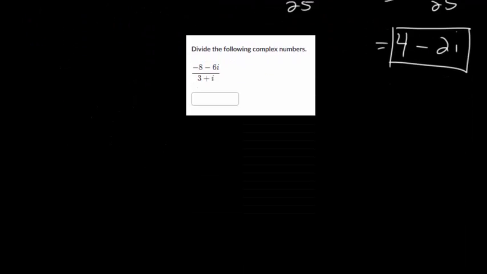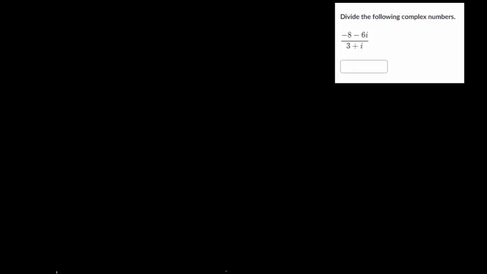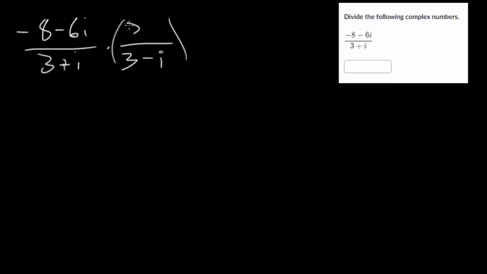All right, with that, let's start the next one. So let me just make a little bit of room here. And we're going to go with the same process. So (-8 - 6i) over (3 + i). We're going to multiply the top and the bottom by the conjugate of the denominator. So remember, the real part stays the same, and then the imaginary part just has an opposite sign.